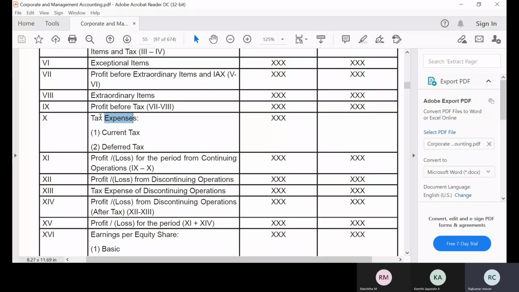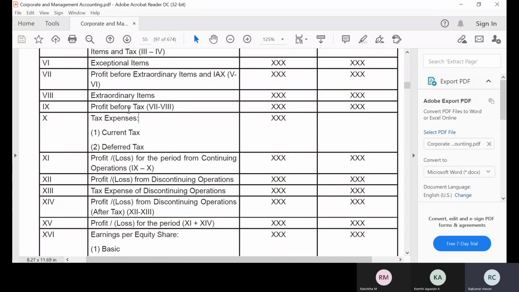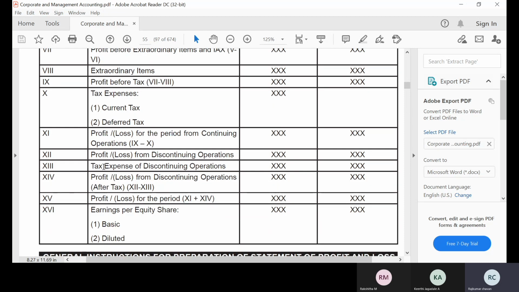Then from that you need to deduct tax. When you say tax, you need to understand that tax can be for the current year or it can be deferred. Deferred means future payment of tax. Then profit or loss for the period from continuing operations. Whatever the profit before tax is, 9 minus 10, that is profit before tax minus tax expenses, whatever you get is called profit or loss for the period from continuing operations.